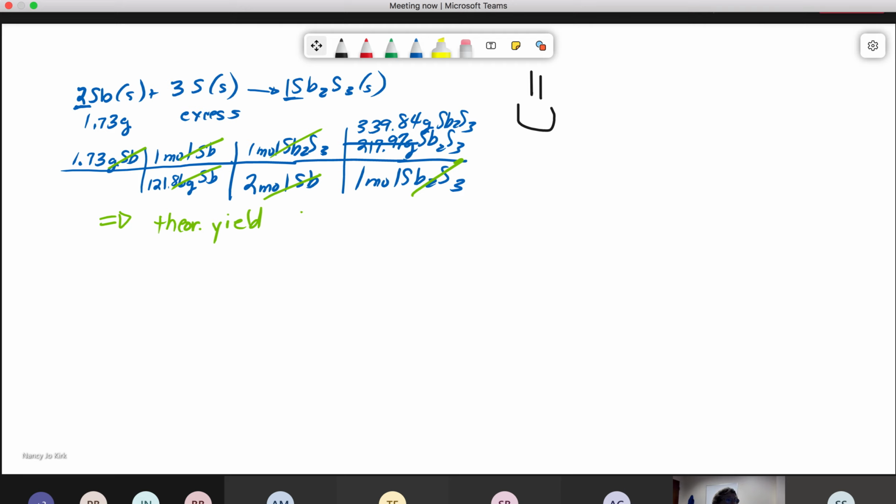You were given that the actual yield is equal to 1.40 grams. So divide the 1.40 grams by this theoretical yield, multiply by 100, and I'm going to assume we get 58%. So this is the quick method: using molar mass to get moles, then mole to mole ratio, and then molar mass to get back to grams.